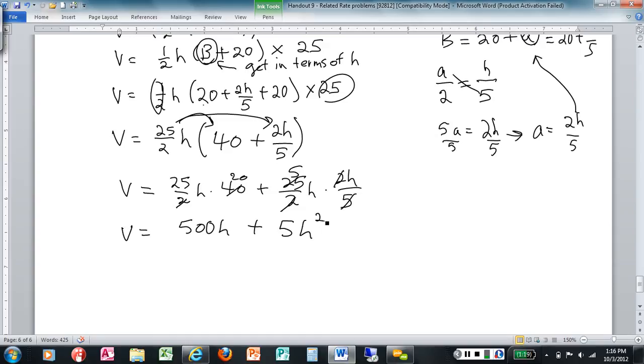All right. So finally, here's our volume of our swimming pool, and it's only in terms of H. So now I can set off doing what I intended to do, which was find the rate of change of the height. So what's next? D/dt it?